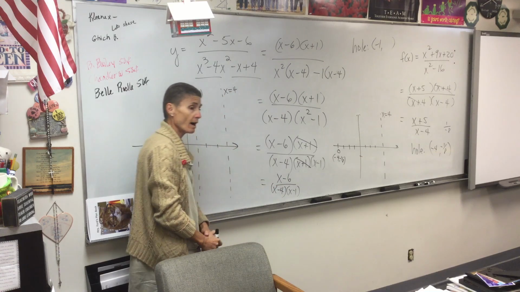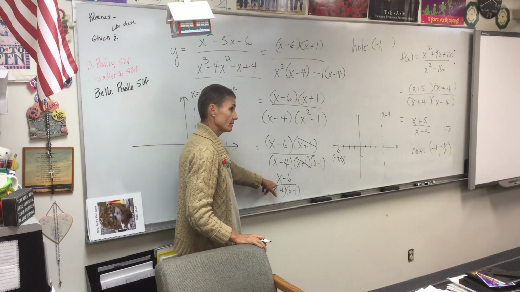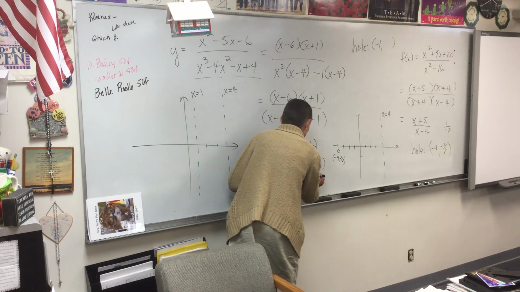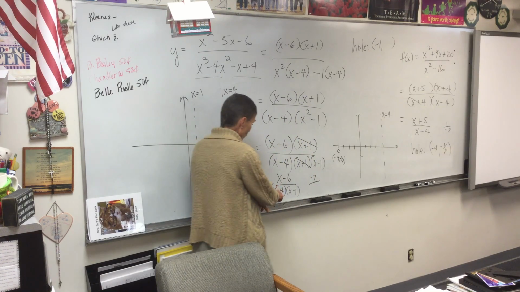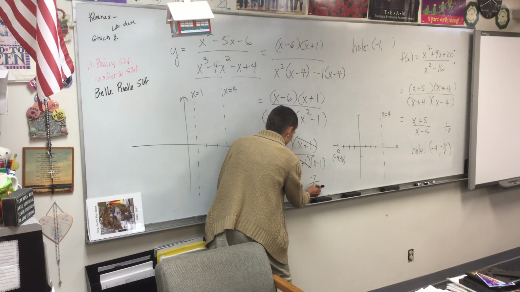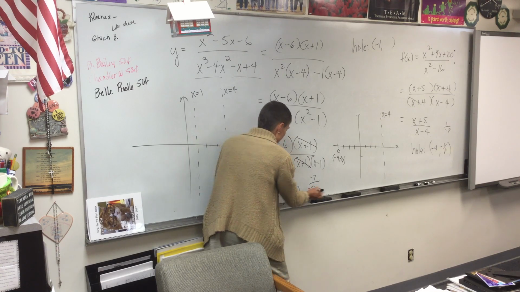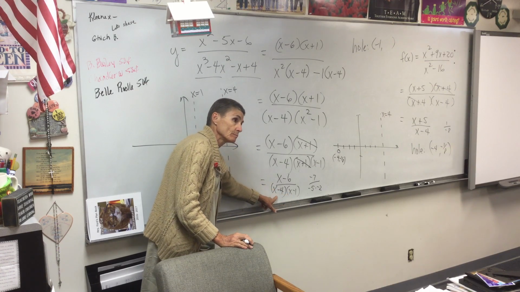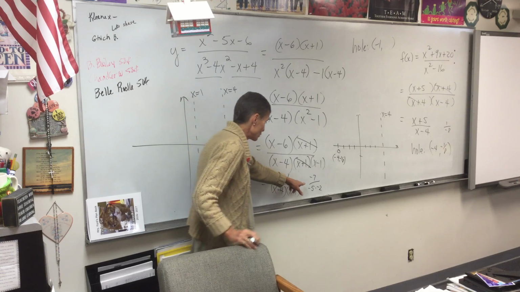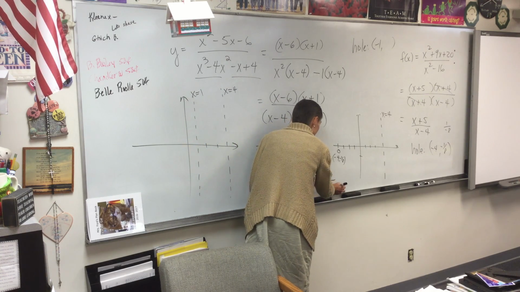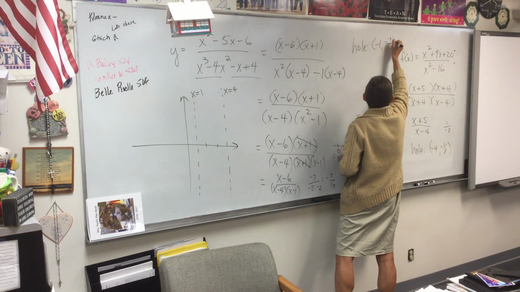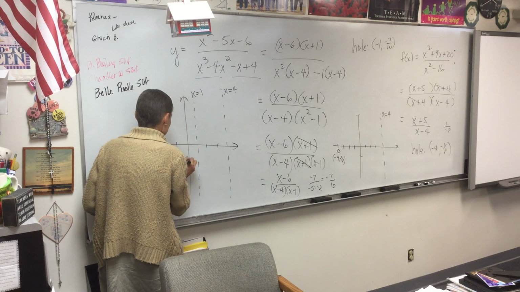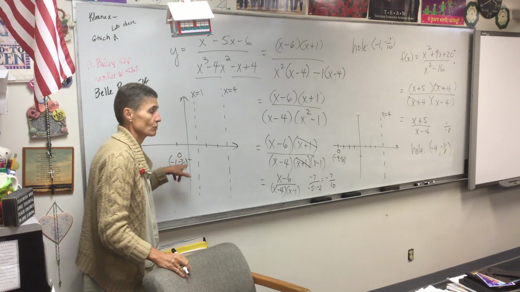And how do I find the y? I plug it in right here. So put in -1, what do you have on the top? -7. Okay, now if I put in -1, I'll get -5 times -2. I'm putting in -1 here, which would be -7 over 10. So on my picture at -1, -7/10, I have a hole, an open circle.